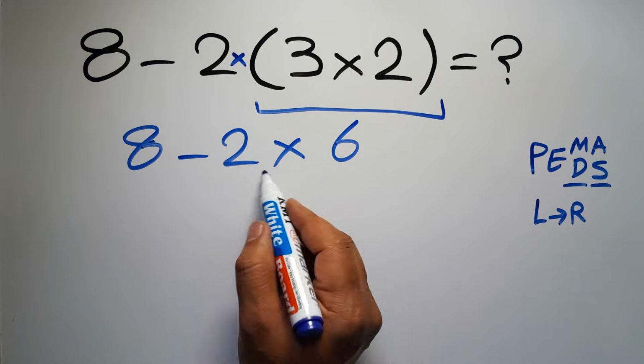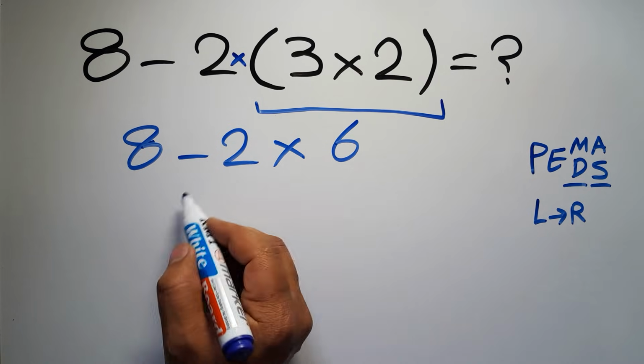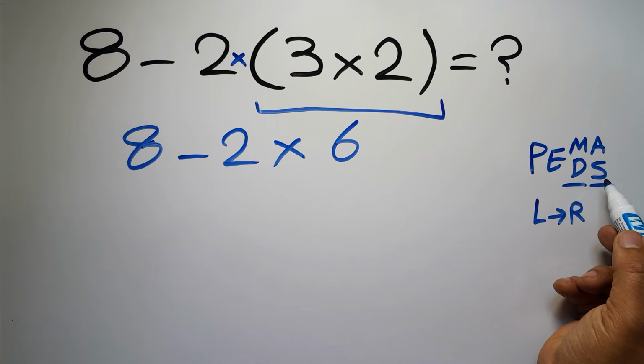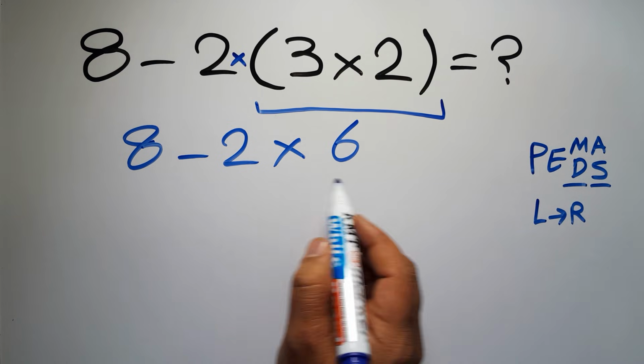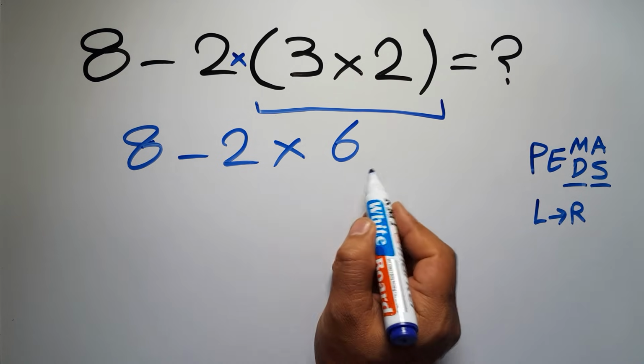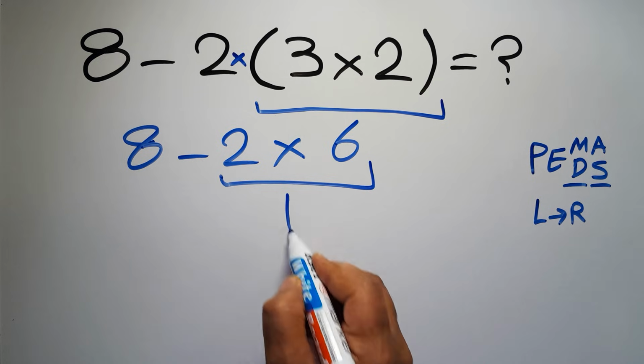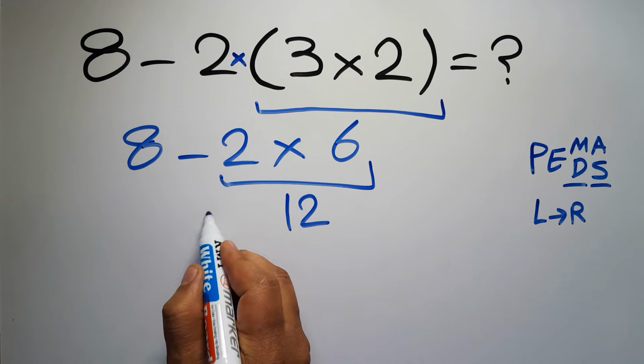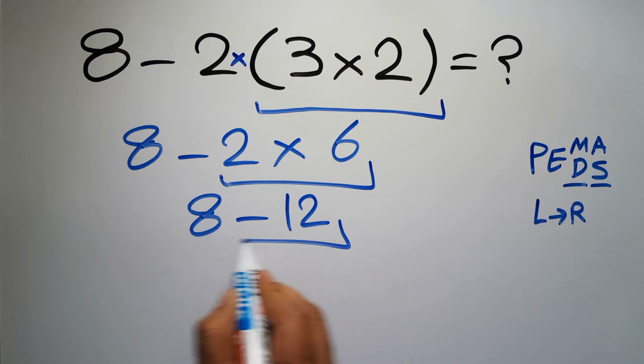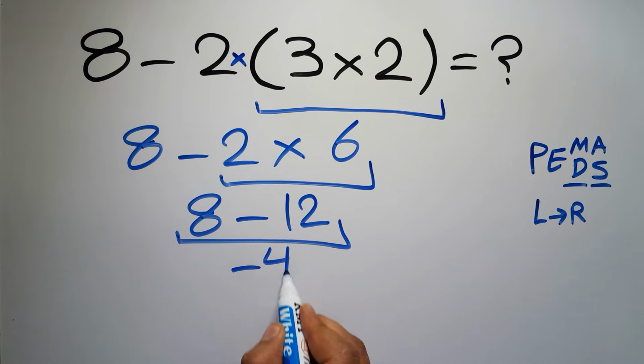According to PEMDAS, multiplication has higher priority than subtraction because multiplication comes before subtraction. So here first we have to do 2 times 6, which equals 12. So 8 minus 12, which equals -4. And this is our final answer to this problem.